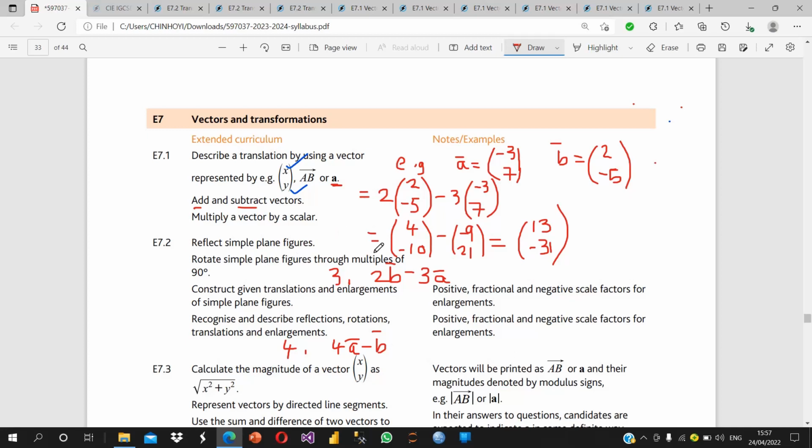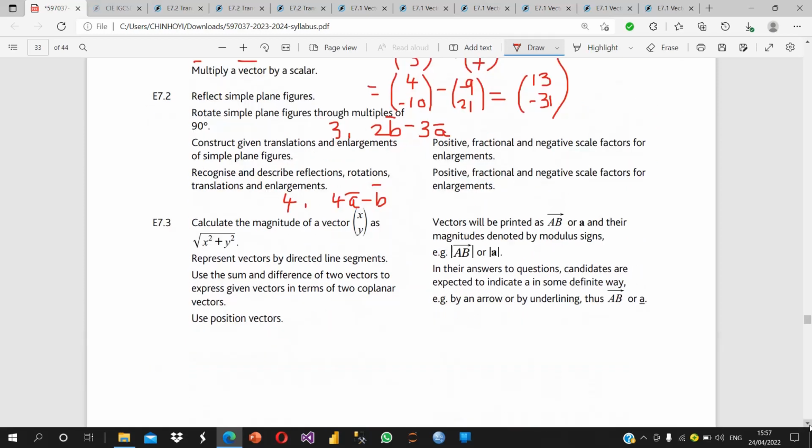So in our next video, we want to see how you find the magnitude of a vector. When we say position vector, what do we mean? So in our next lesson, we are looking at position vectors. We are also looking at how we find the magnitude of a vector. So watch out for the next lesson, where we'll be looking at the magnitude of a vector, or the length of a vector, and also how we use position vectors.